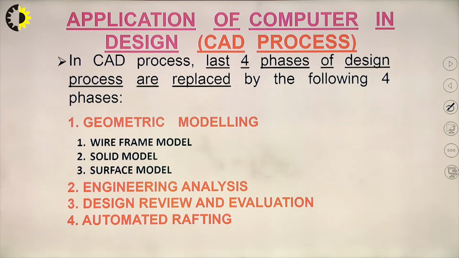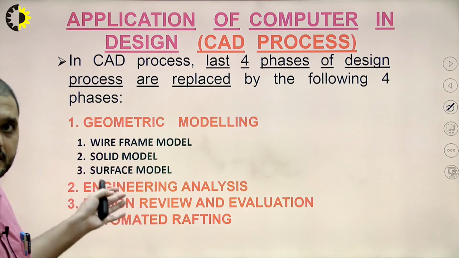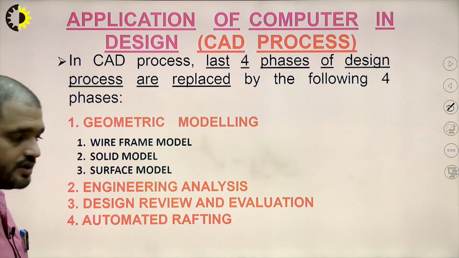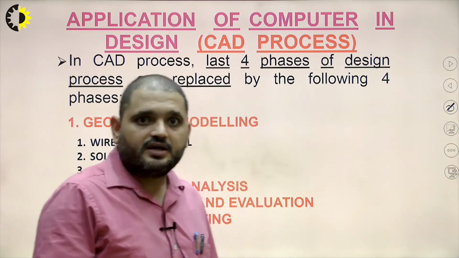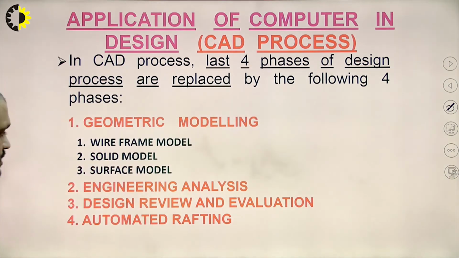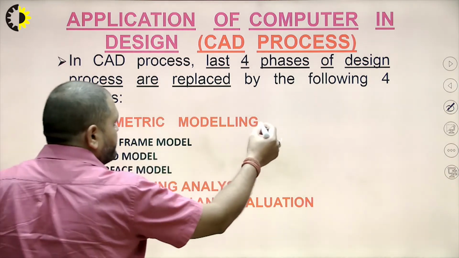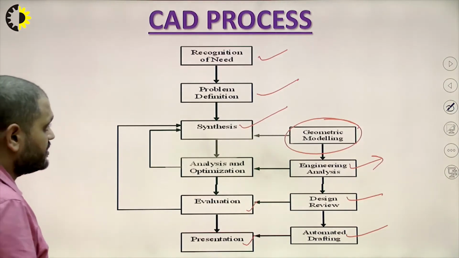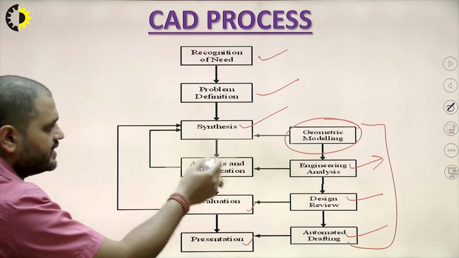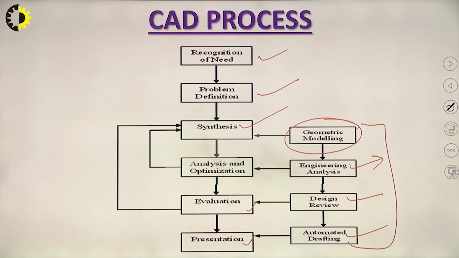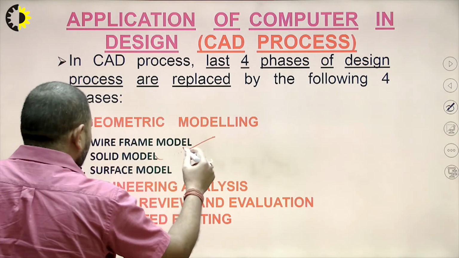Now, application of computers in design. I have already discussed this in our last flow chart. We discussed four processes which help the CAD process. You can look back. These are the four processes we will consider: geometric modeling, engineering analysis, design review and automated drafting. The first one is geometric modeling, which consists of wireframe model, solid model and surface model.